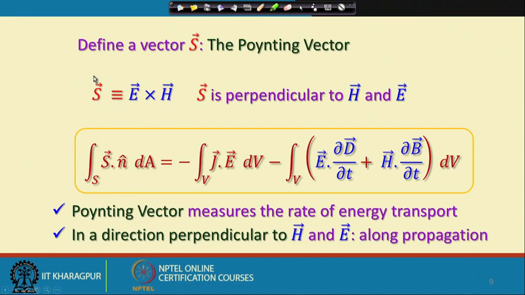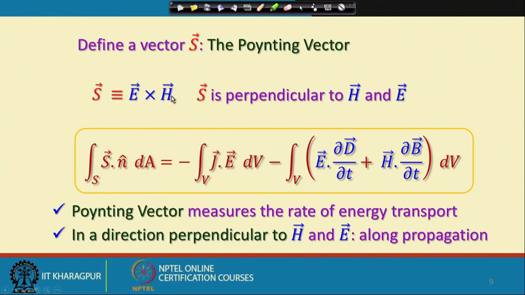That means this Poynting vector is a vector which is perpendicular to the plane containing the electric field and the magnetic field. That means, if this Poynting vector has to represent a certain quantity, then the direction of that quantity will be perpendicular to the plane that contains the electric field and magnetic field, and we know that electric and magnetic fields are also perpendicular to each other. As a result, S, E and H form a right handed triad of vectors.